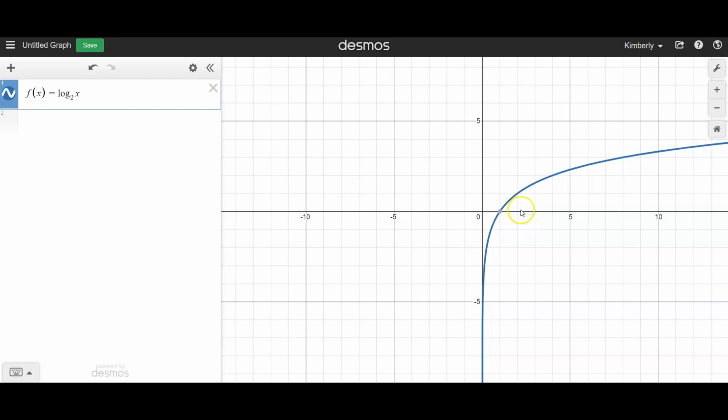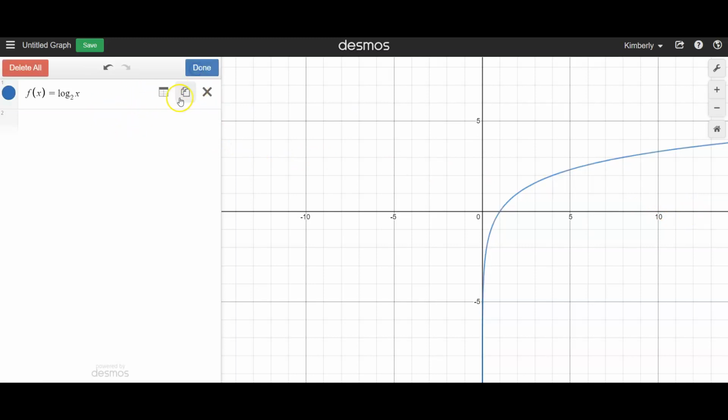Now, that's a base 2, so it goes through the point (2, 1). If it was a base of 3, it would go through (3, 1). If it had a base of 5, it would go through (5, 1). Okay, so that kind of gets it closer and closer to the x-axis as the base increases.